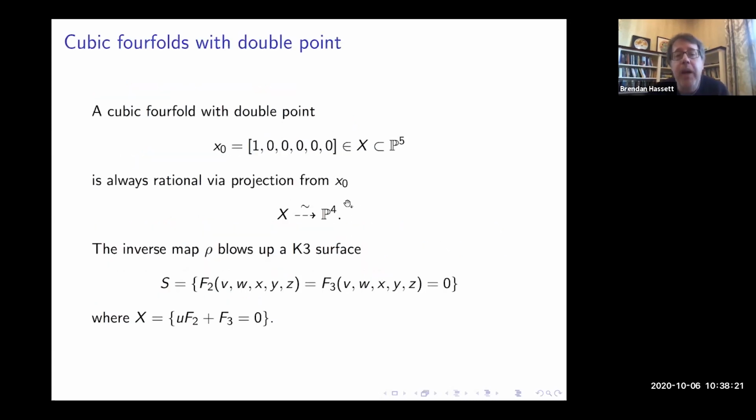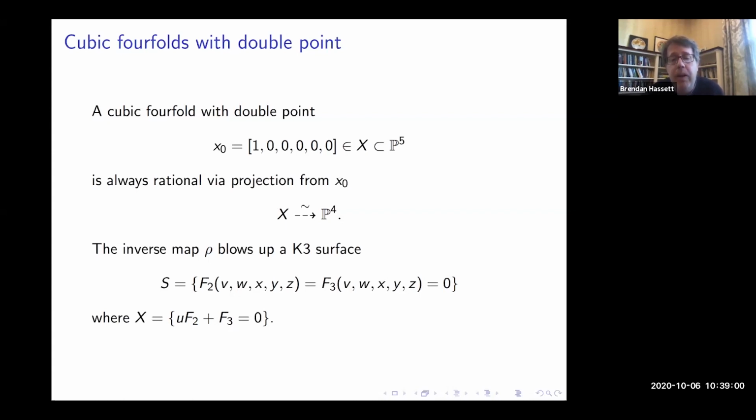So here is my only exception to the rule that I will restrict attention to smooth examples, but the visibility of the K3 surface makes this one hard for me to resist. So suppose that we have a cubic fourfold with a double point. So this is an ordinary double point, isolated, x0. Any cubic hypersurface with a double point, if you project from the double point, you get a birational map from the cubic into projective space. And so here, when you project from x0, you get a birational map onto P4.